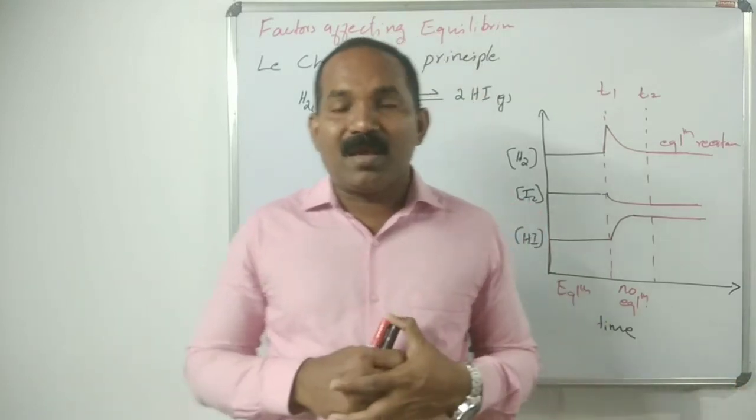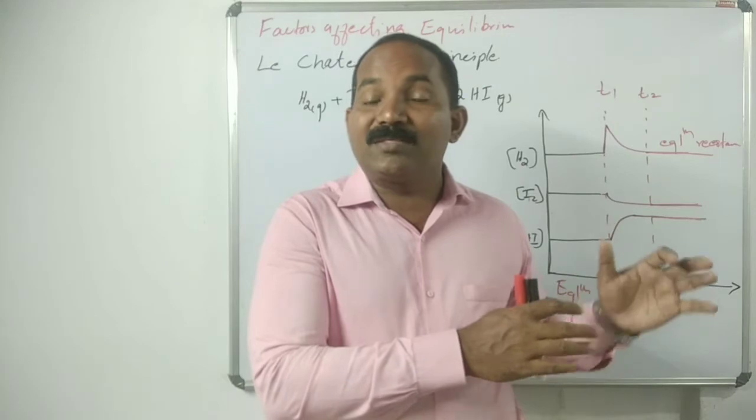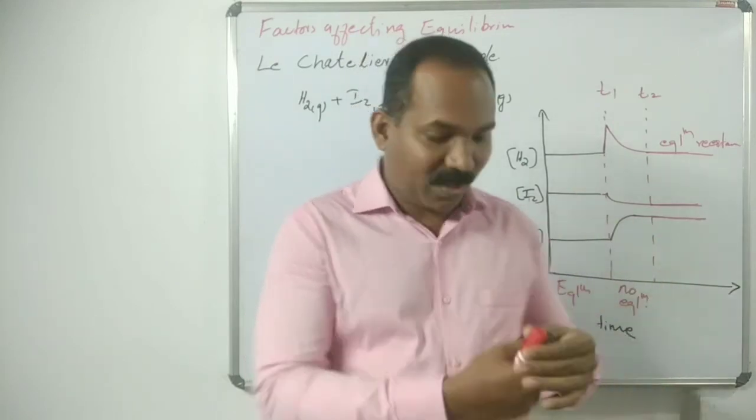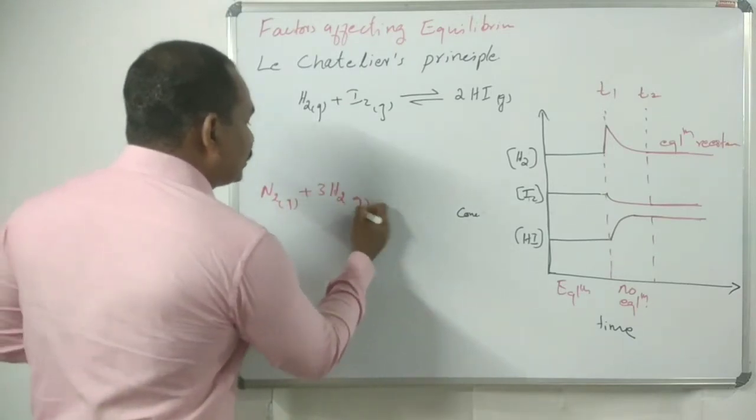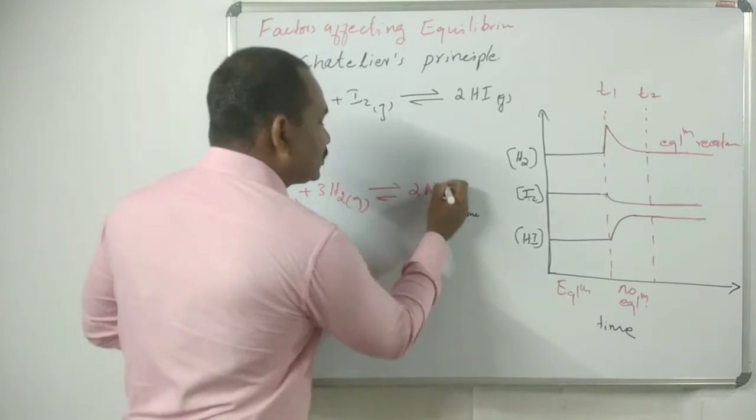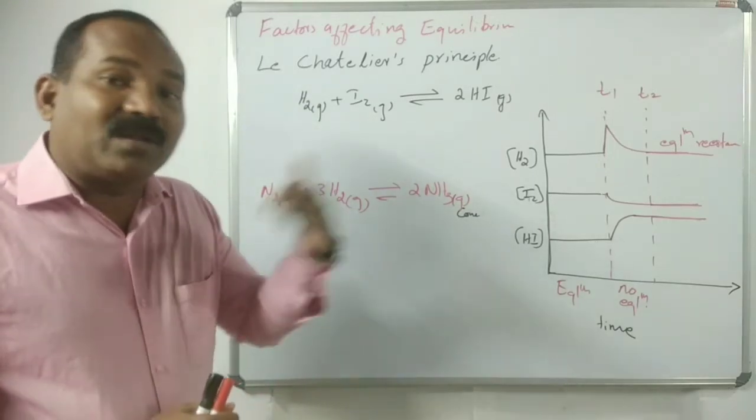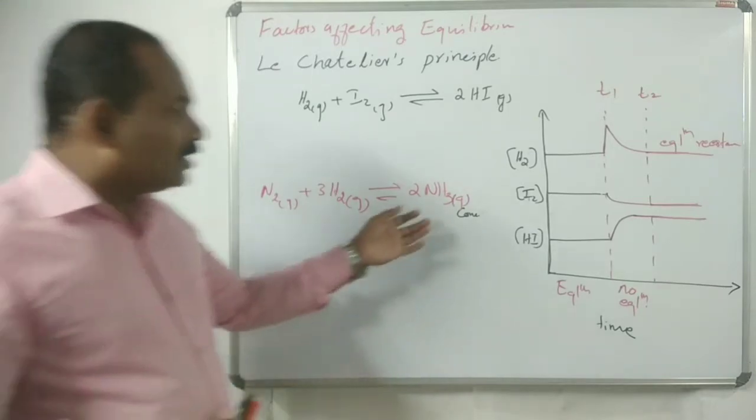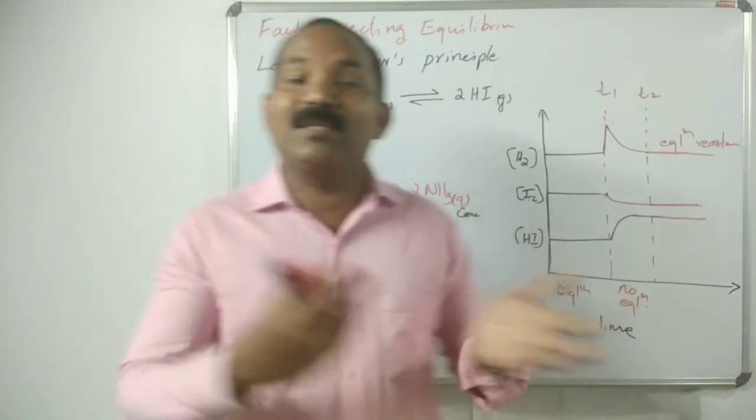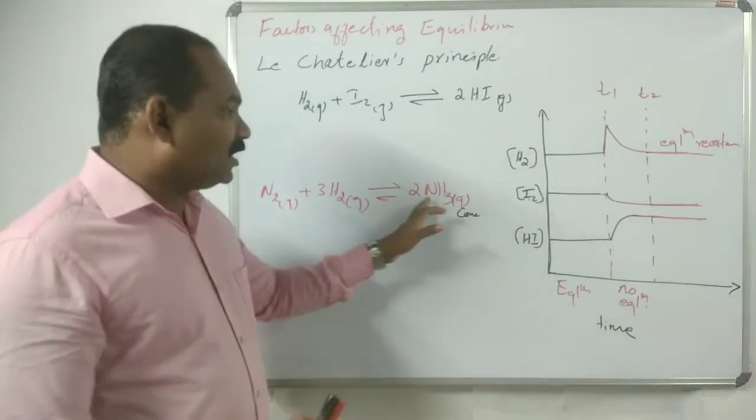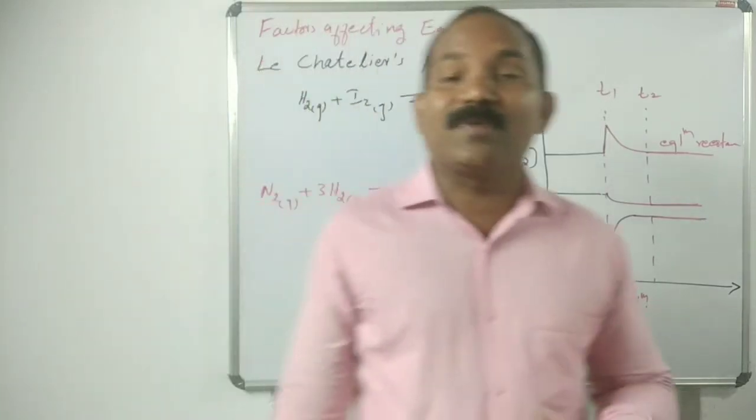For example, in the manufacture of ammonia, the ammonia thus formed is liquefied and removed. In the reaction N2 gas plus 3H2 gas gives ammonia gas, to increase the rate of the reaction, to speed up the manufacturing process, the ammonia gas formed is liquefied and removed from the system. So when ammonia is removed from the system, the reaction is favored in the forward direction.